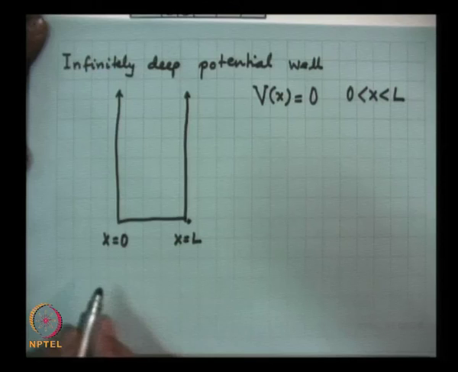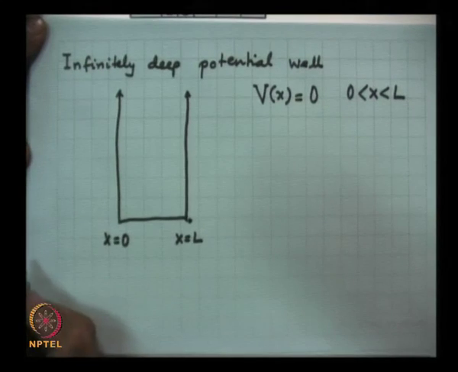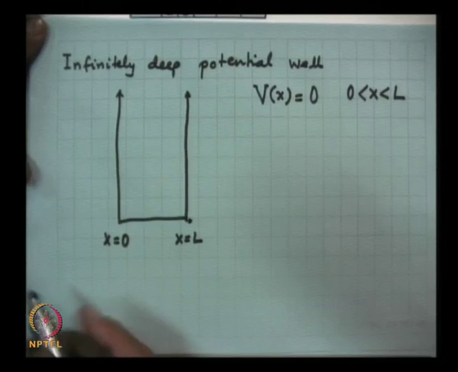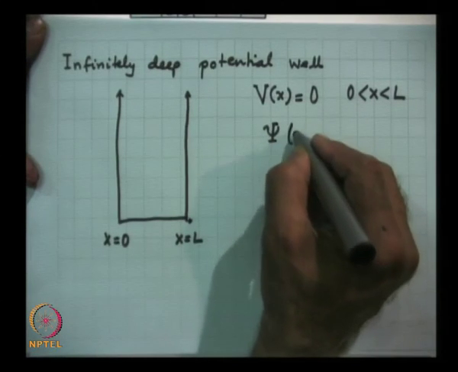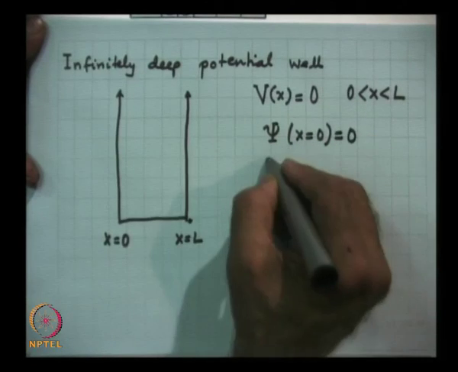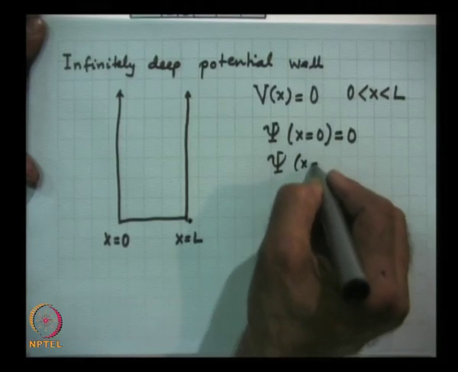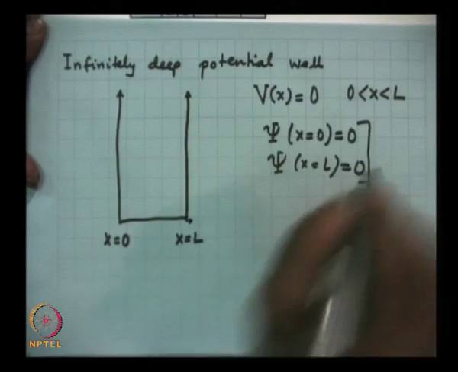So, therefore, the wave function for all points greater than L and less than 0 should be 0. So, my boundary conditions are that the wave function must be 0 at x is equal to 0, and must be 0 at x is equal to L. So, these are known as the boundary conditions of the problem.